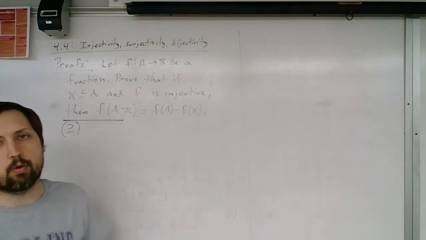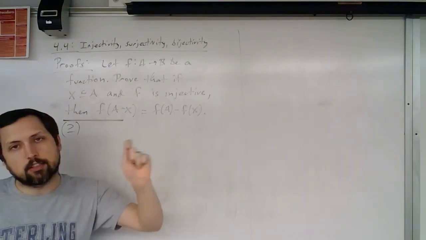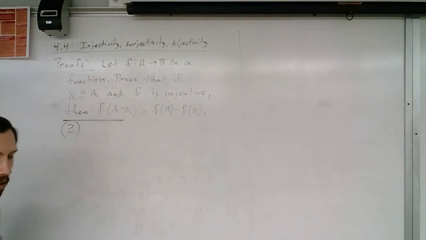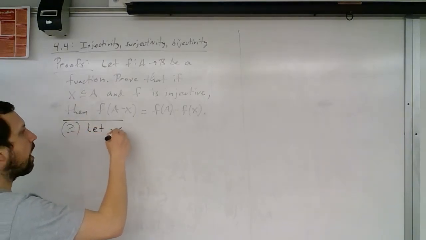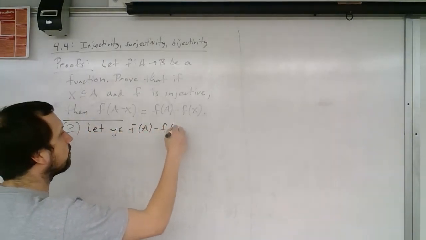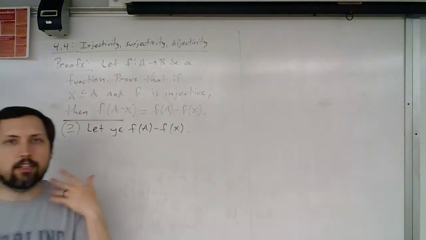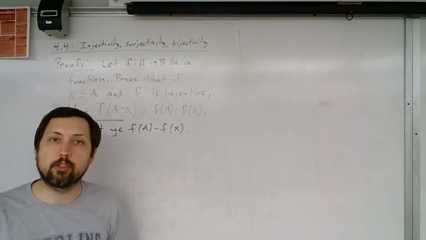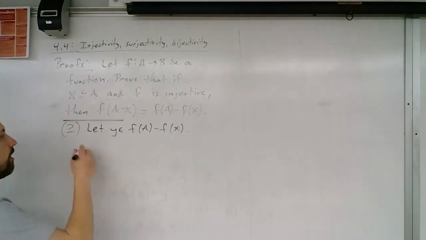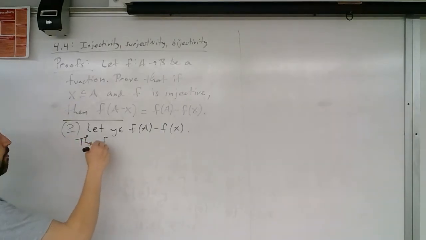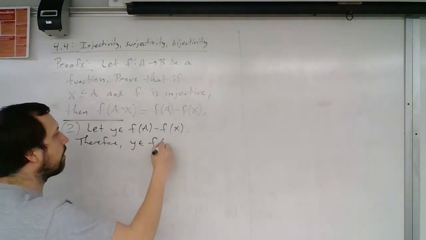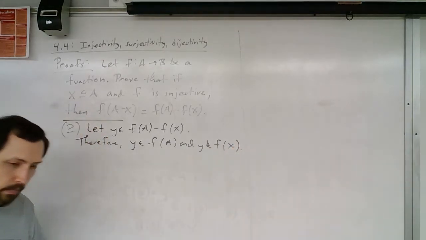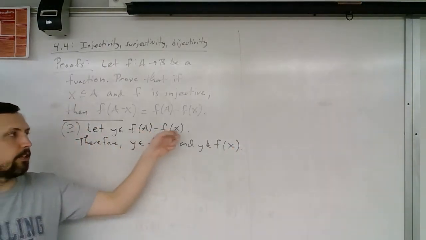Let's prove one direction first. Remember, to prove that something's a subset, you take an element from the smaller one and show that it must be included in the larger one. So I'm going to say let y be an element of f of A minus f of X. Because these are just sets, the images, we can use the same definitions we had for sets. So if it's in this, therefore y is an element of f of A, and y is not an element of f of X. Remember, if you're in the difference, you're in this one, but you're not in that one.